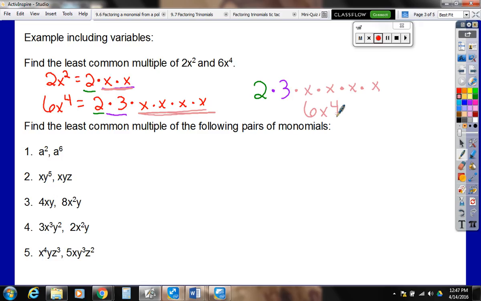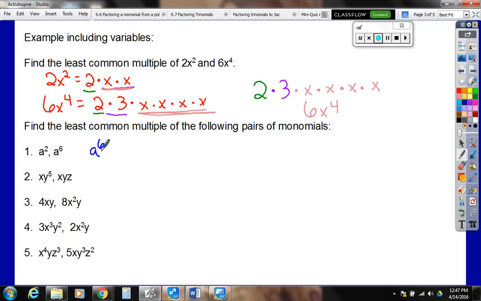This will make more sense after we do a few more examples. So a squared and a to the 6th. We have a as a factor. No, we're not multiplying them here. We're just finding the least common multiple. So we're just going to pick the biggest exponent, which is 6. We're not doing anything with the exponents. We're just picking which one has the biggest exponent.